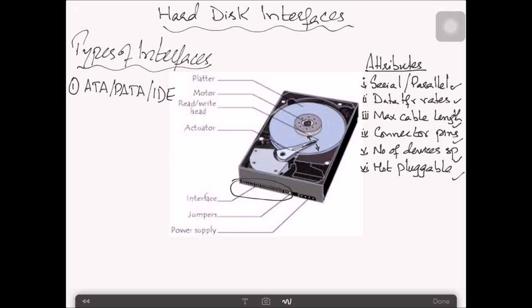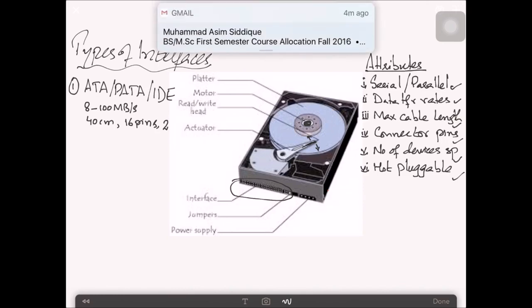Its data transfer rate is from 8 megabytes per second to 100 megabytes per second. It supports a cable length of 40 centimeters. The connector normally has 16 pins, and it supports a maximum of 2 devices with a single port. And it is not hot pluggable. You need to reboot the system if you are attaching a new device with it.